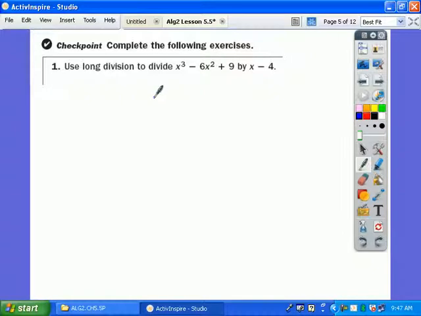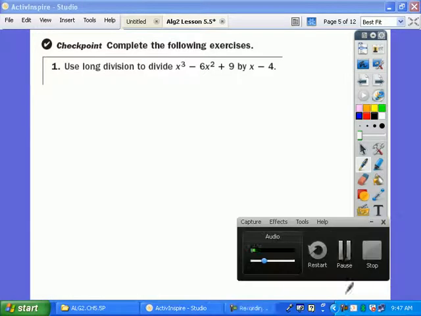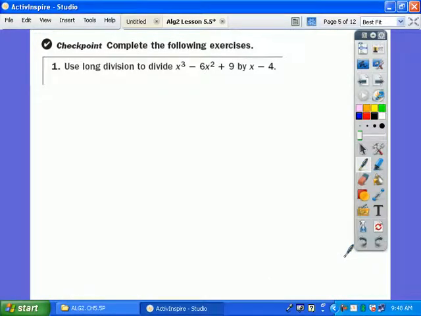So, the first thing I'm going to do is calibrate the board. All right. So, the first thing we need to do when we write this out, and yes, I am recording, is we need to make sure that if I'm starting with x cubed, that I have x cubed, x squared, and then I need to leave a space for the x column. Okay, we have to keep our columns, so we cannot forget to leave a space there.